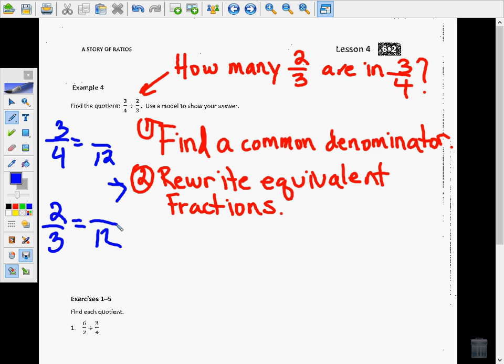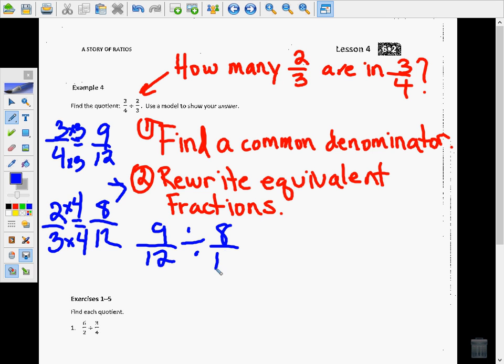This is kind of going back to 5th grade when you learned how to add and subtract fractions. You have to find common denominators. Well, that's what we're doing here for dividing. What do you multiply 4 by to get 12? 3. So we're going to do 3 times 3, which is 9. What do you multiply 3 by down here to get 12? 4. So we're going to do 2 times 4. And what's 2 times 4? 8. Step 2, rewrite the equivalent fractions. So now we're going to replace 3/4 with 9/12 and do 9/12 divided by 8/12.